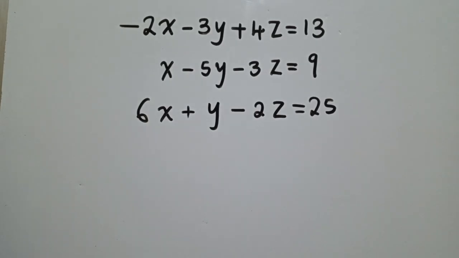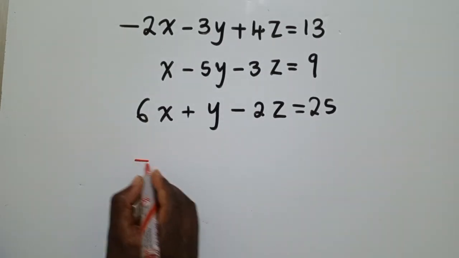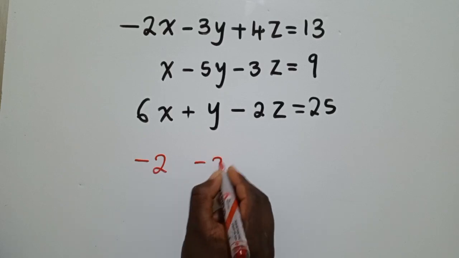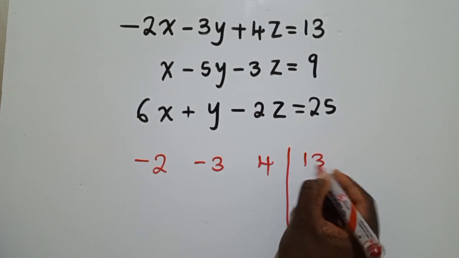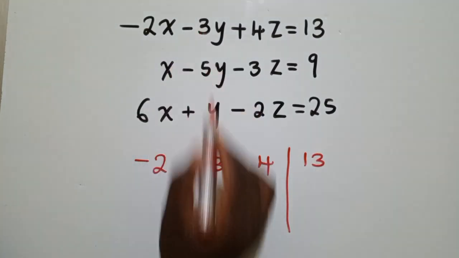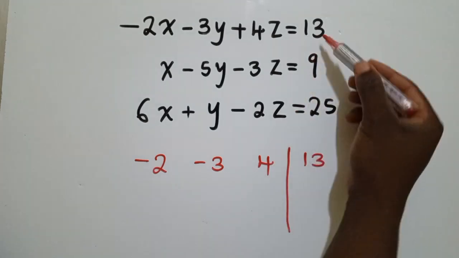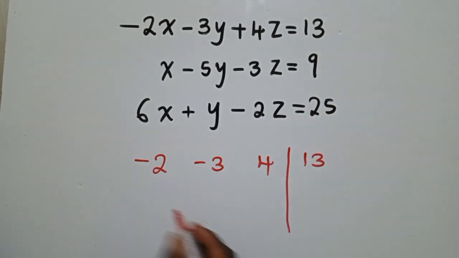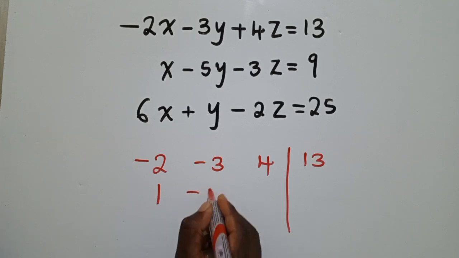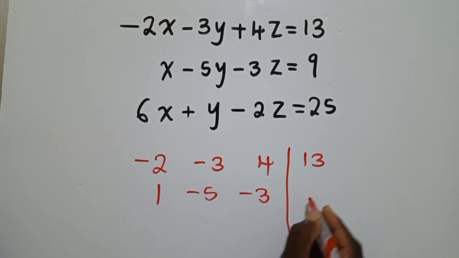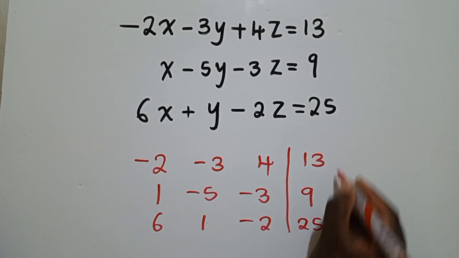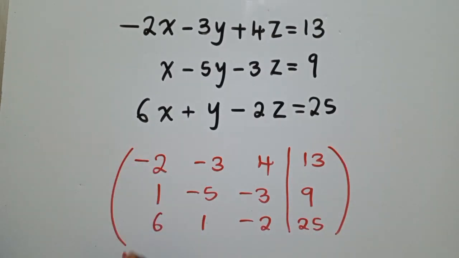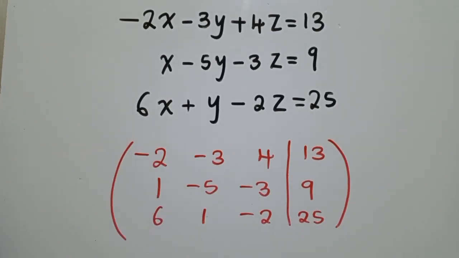What we're going to do here is get all the coefficients. You can see what I'm getting, and the answer is on this other side. Here we have a 1, -5, -3, and a 9. We've got a 6, 1, -2, and a 25. So we form the matrix like that.